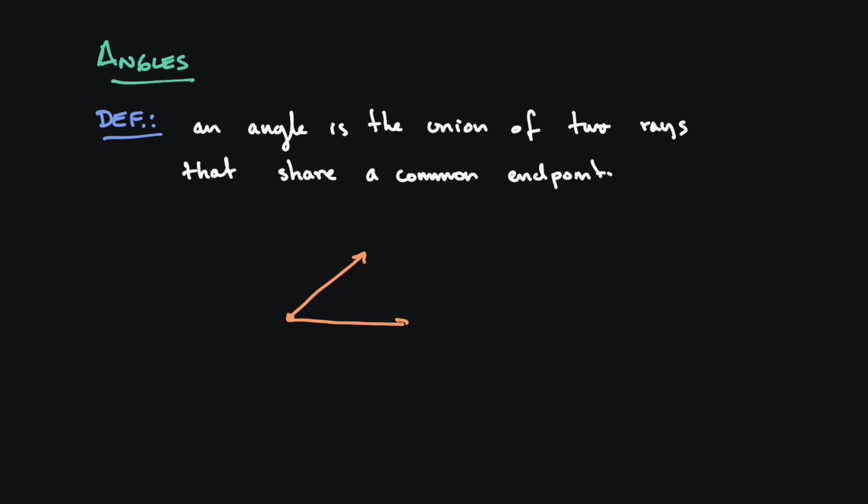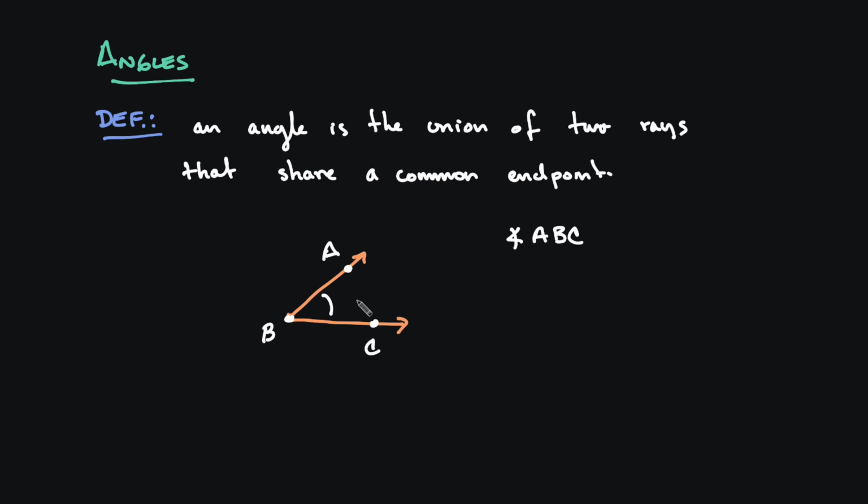Let's do it here, but starting from the same endpoint. If this is the case, then you have an angle. You can name these angles using letters, like let's call this A, B, C, and then this will be angle ABC. Always with the common endpoint, or the vertex, in the middle.